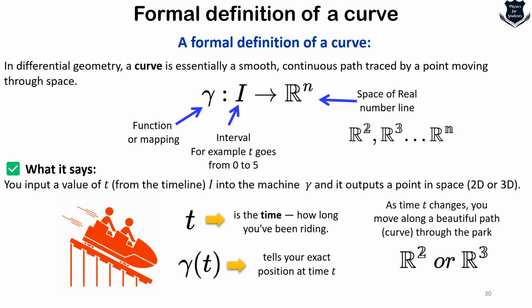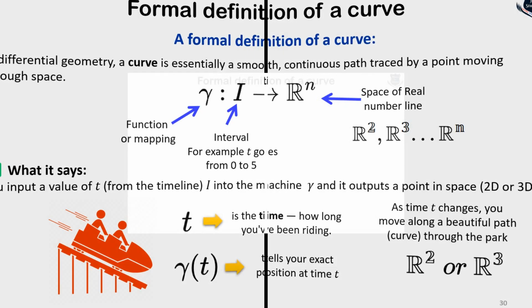And as t changes, you move along that beautiful path through the park, and it can be 2-dimensional or 3-dimensional. That is why it is either R2 or R3. So this is a formal definition and the notation.